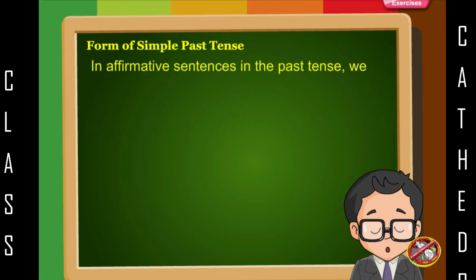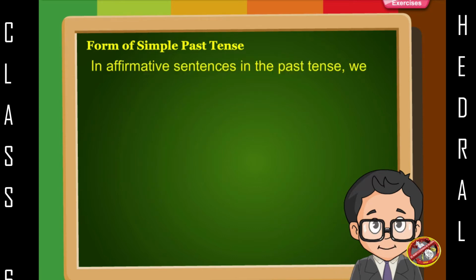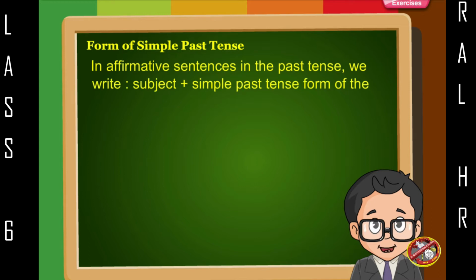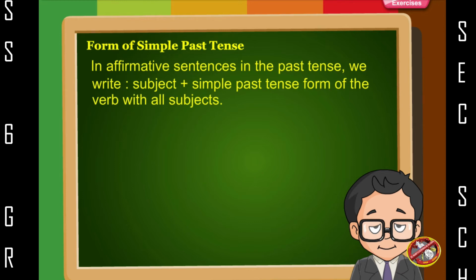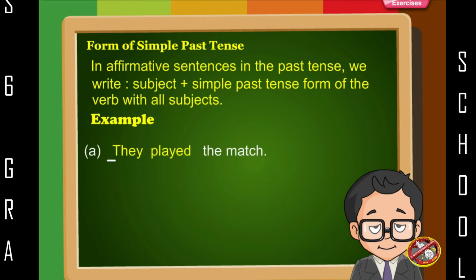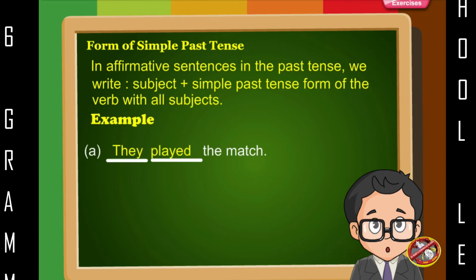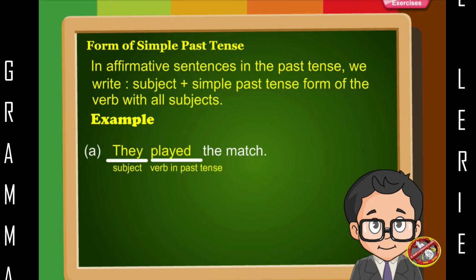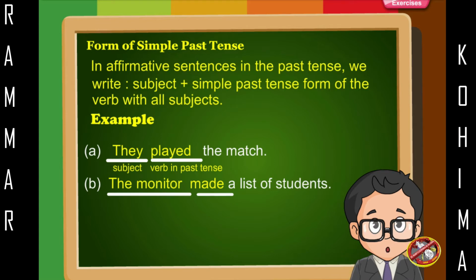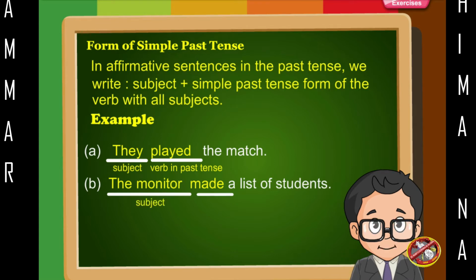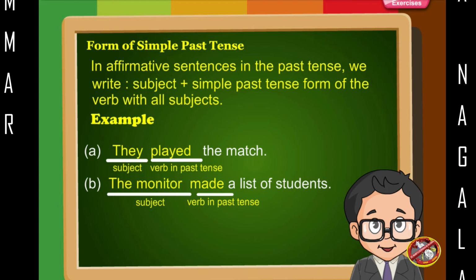In affirmative sentences in the past tense, we write subject plus simple past tense form of the verb with all subjects. Examples. They played the match. Subject. Verb in past tense. The monitor made a list of students. Subject. Verb in past tense.